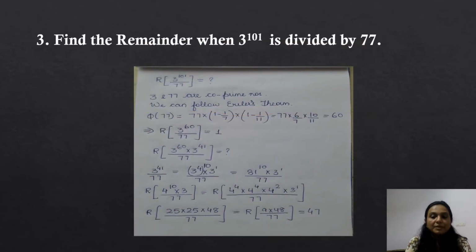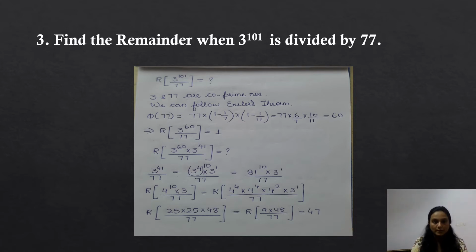Moving ahead, the next question is find the remainder when 3 power 101 is divided by 77. Now this question we are going to solve by the concept called Euler's theorem. We have read Euler's theorem in one of our previous numbers classes. If you want to visit and revise this concept, you can visit my class based on Euler's theorem.